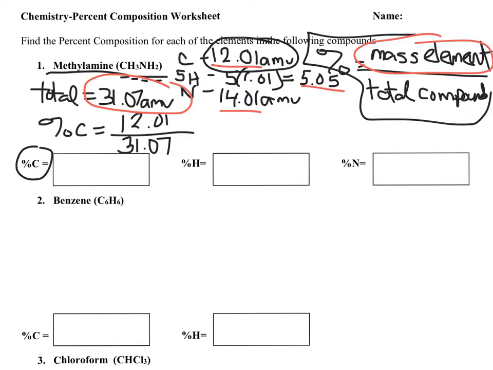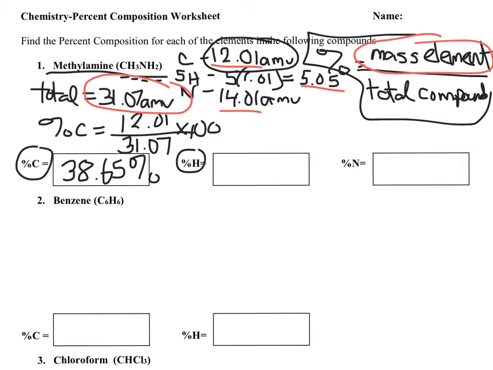Now, since we're making this a percent and we want it to look nice, don't forget we multiply by 100. When you take 12.01 divided by 31.07 and multiply it by 100, you end up getting about 38.65%. Try that out and see if you get that, right?